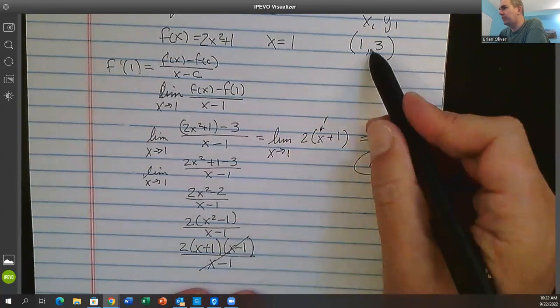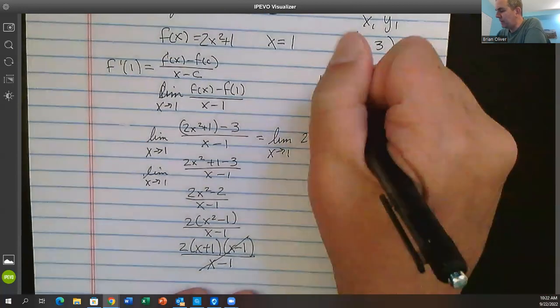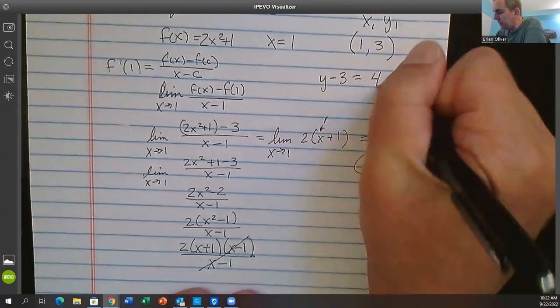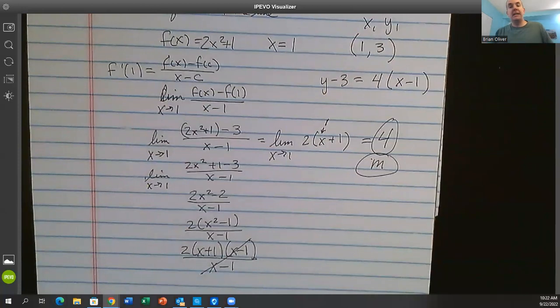So I've got the point (1, 3) and a slope of 4. So this becomes y minus 3 equals 4 times x minus 1. And that's the equation of my tangent line. We could repeat this process many times if we needed to. So hopefully that helps a little bit.